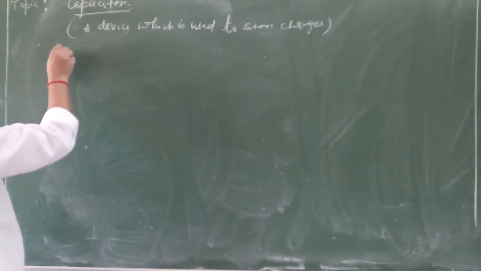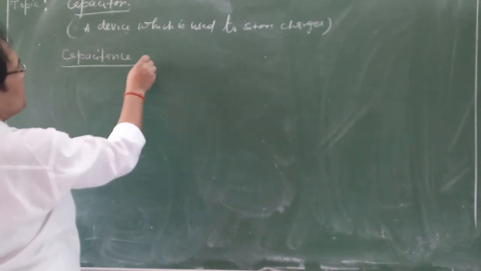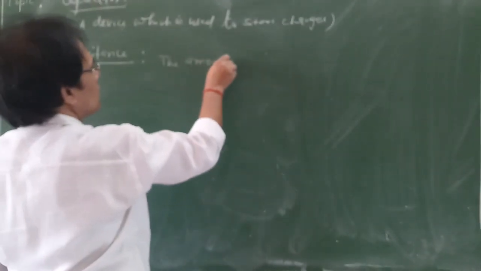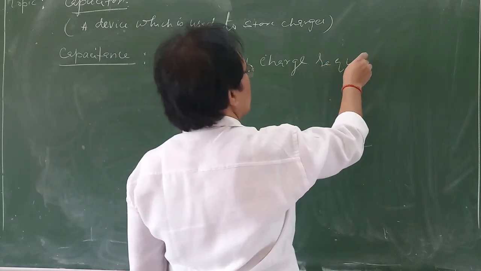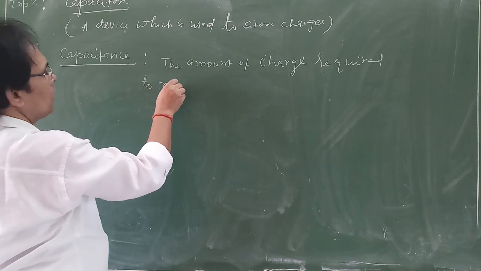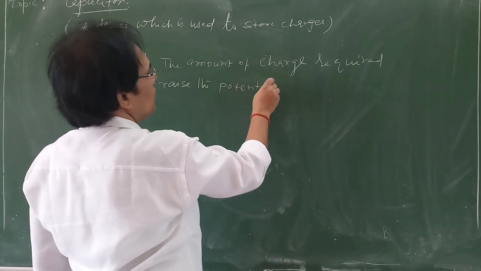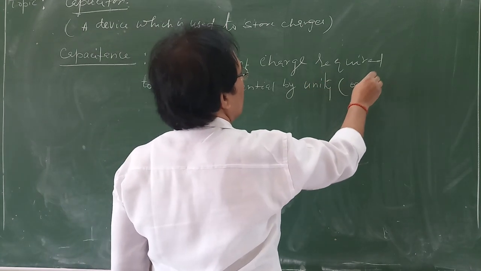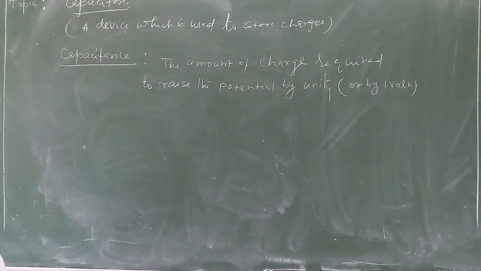Then, capacitance of a capacitor. The definition of capacitance is the amount of charge required to raise the potential by unity, or by 1 volt. This is called capacitance.